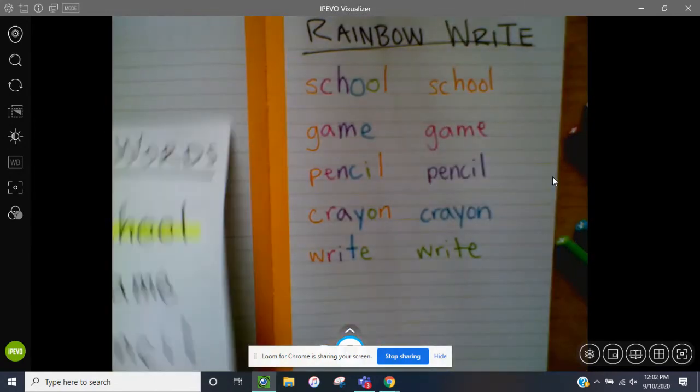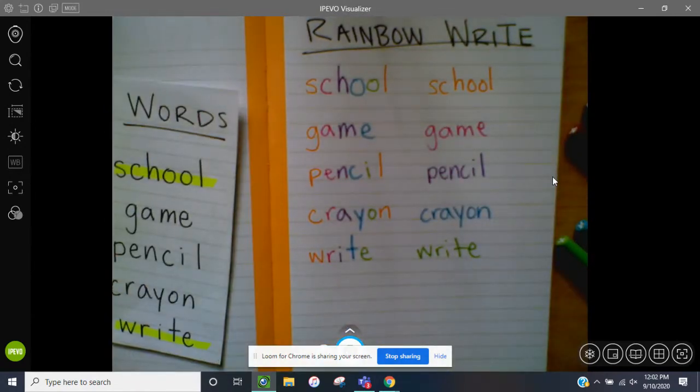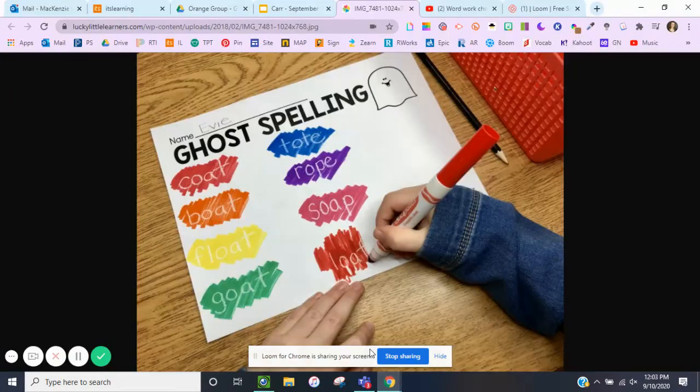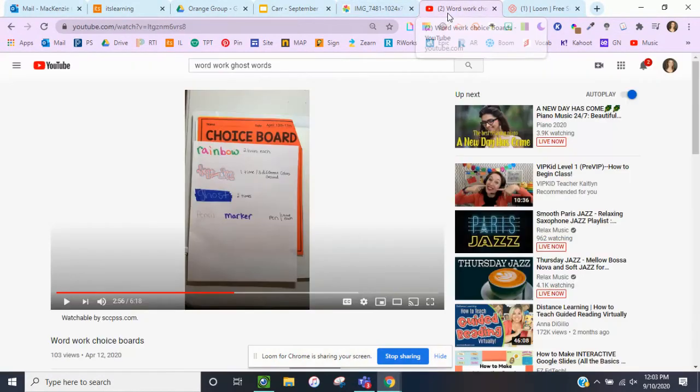All right, so the fourth way, since I don't have a white crayon, I'm going to show you a video of how to ghostwrite. So your fourth way that you can practice your spelling words and how to spell them is to do a ghostwrite. So let's look at this. This is what it looks like when you ghostwrite. Let's look at how we ghostwrite.